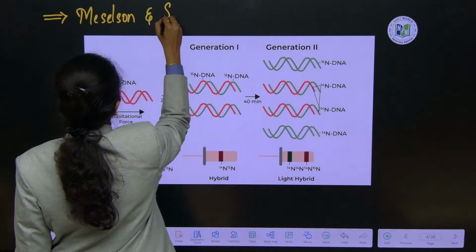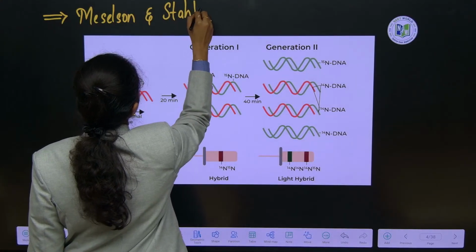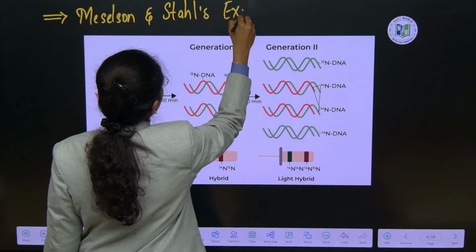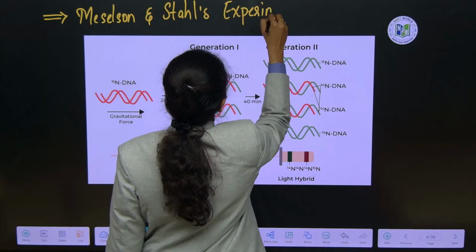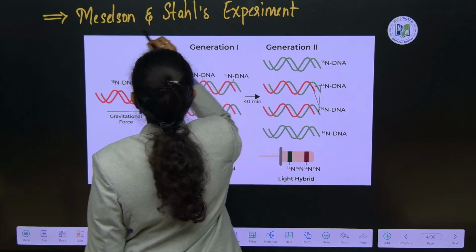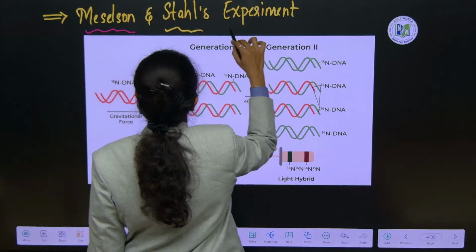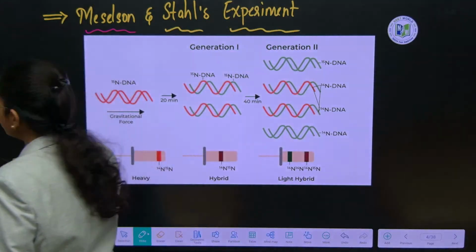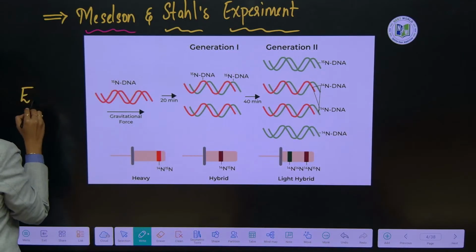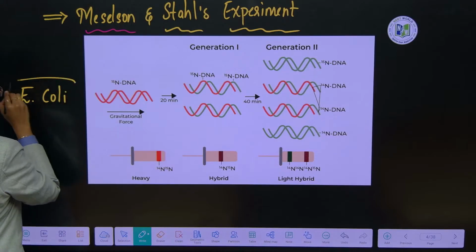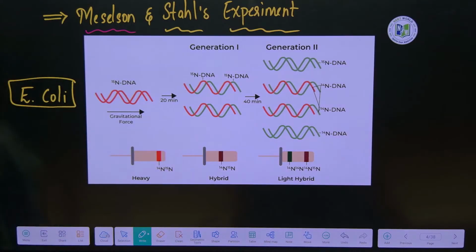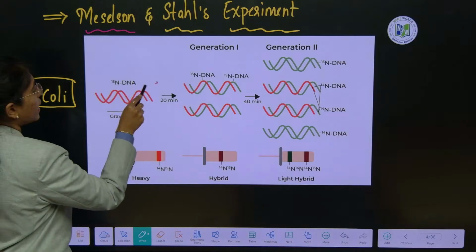Meselson and Stahl's experiment. And what is the model organism over here? Model organism is E. coli. E. coli is the model organism. Here you see my double stranded DNA.